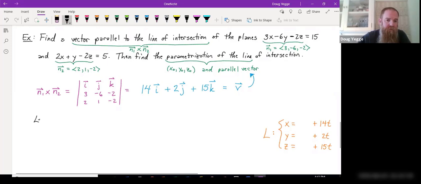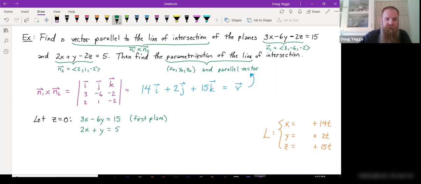So if we go back to our planes, let's just let z equal 0. Remember, we don't need multiple points. We only need any point that lies on that line. So let's let z equal 0. And if we do so, that means that 3x minus 6y is equal to 15. That's from our first plane. And for our second plane, if we set z equal to 0, we get 2x plus y is equal to 5. That's from our second plane.